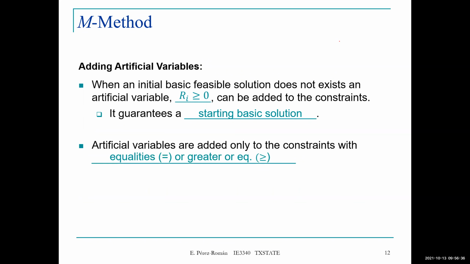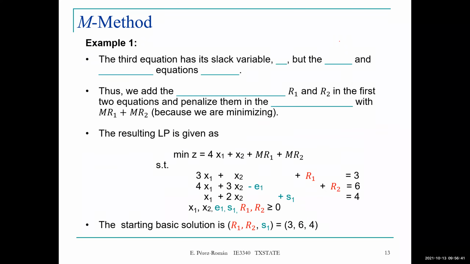So they're only added to equalities or greater or equal to constraints. So the third equation has its slack variable, S1, but the first and second equations do not. Thus, we add the artificial variables R1 and R2 in the first 2 equations and penalize them in the objective function with MR1 plus MR2 because we are minimizing. So the resulting linear program is given here.